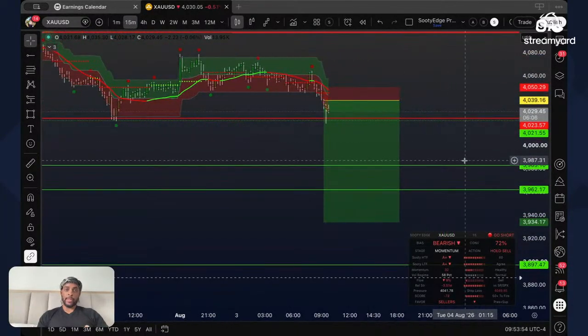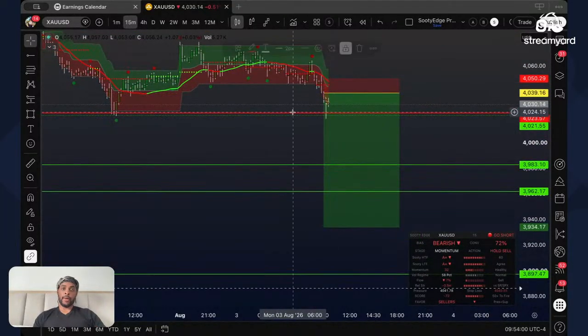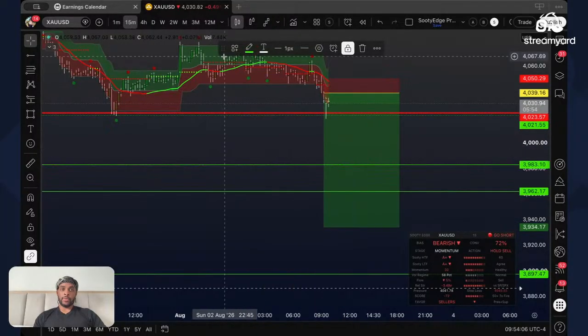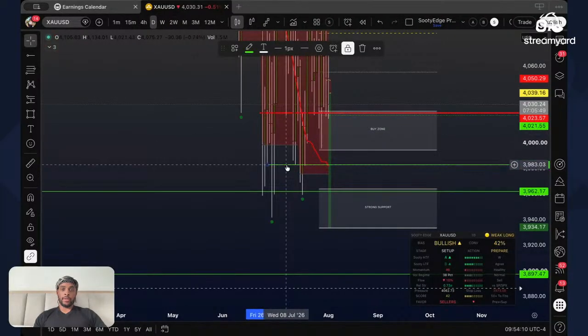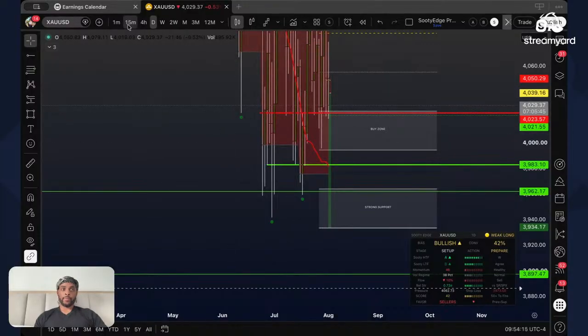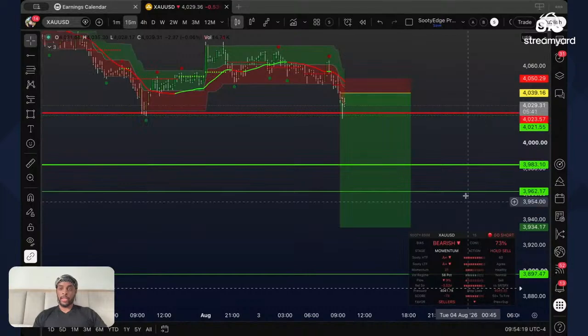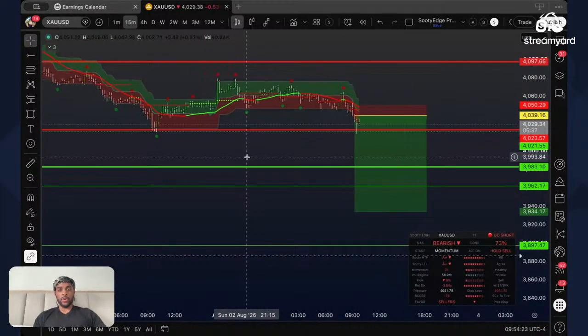And now I can see where my supports are, my resistances are, and then I can tell what I need to look out for, right? So let me just go ahead and pump that one up a little bit. And then I think this one right here was the daily. Go back to the daily real fast. Yeah, that one. All right, because those are stronger levels. So those are daily levels. Those are 4 hour levels. So now I can just see exactly what's going on on the chart.